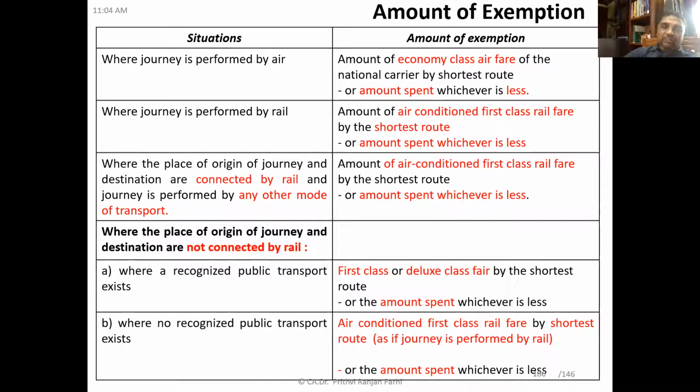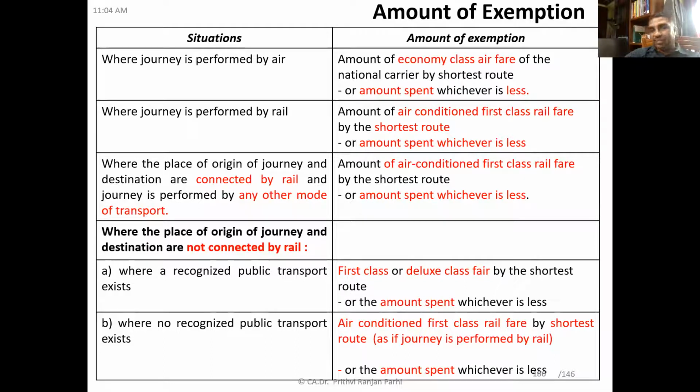If places are not connected by rail, but a recognized public transport exists, let us say a government bus goes there, then how much is exempt? The first class or deluxe class fare by the shortest route, or the amount spent, whichever is less.